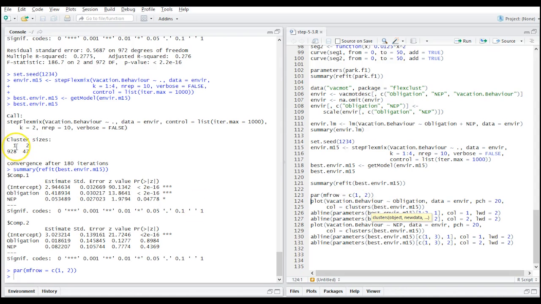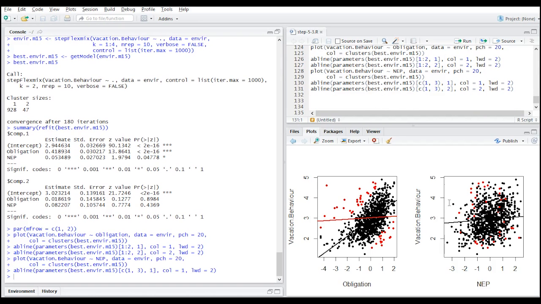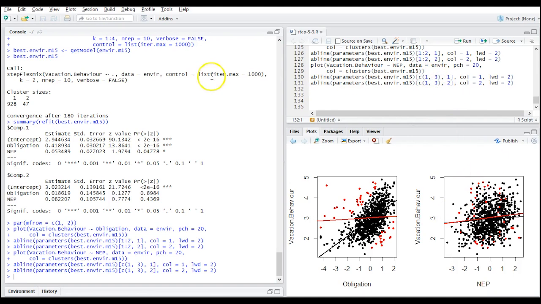So there will be 928 points in one color and 47 points in the other color, and then we're adding the fitted lines for the two components. Here we are extracting the parameters intercept and obligation, assuming that the NEP score is 0, and that's why we use rescaling at the beginning, so that this makes sense. So this is the result for obligation, and then we do the same for the NEP score. Here we are extracting the first and the third coefficient, so the coefficient of the intercept and NEP, and we set moral obligation to 0.